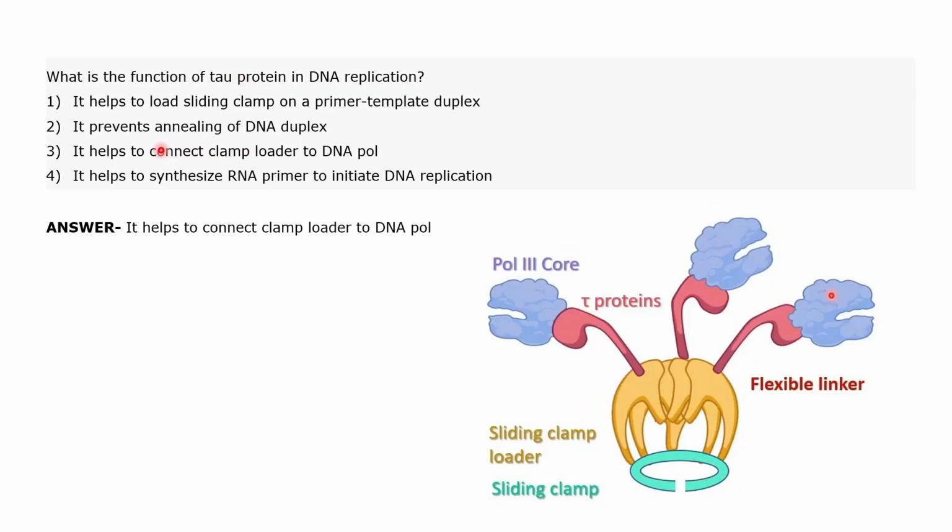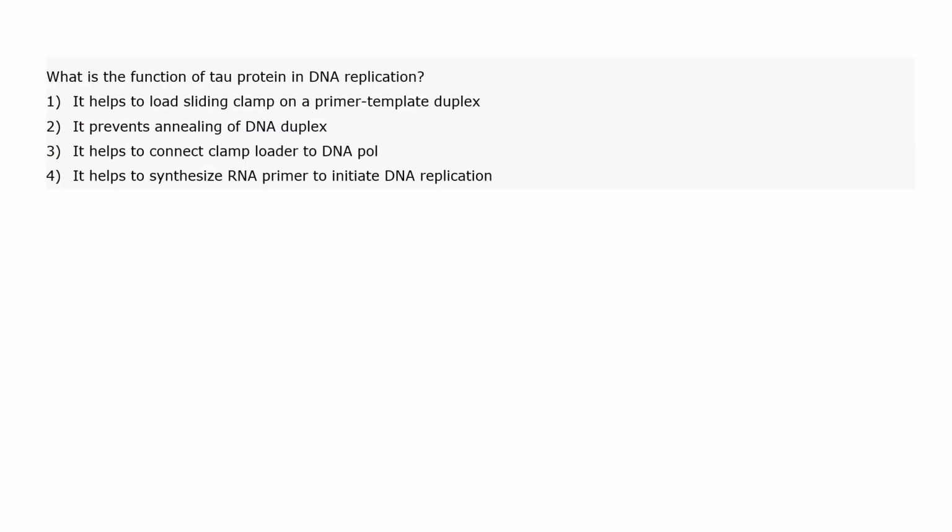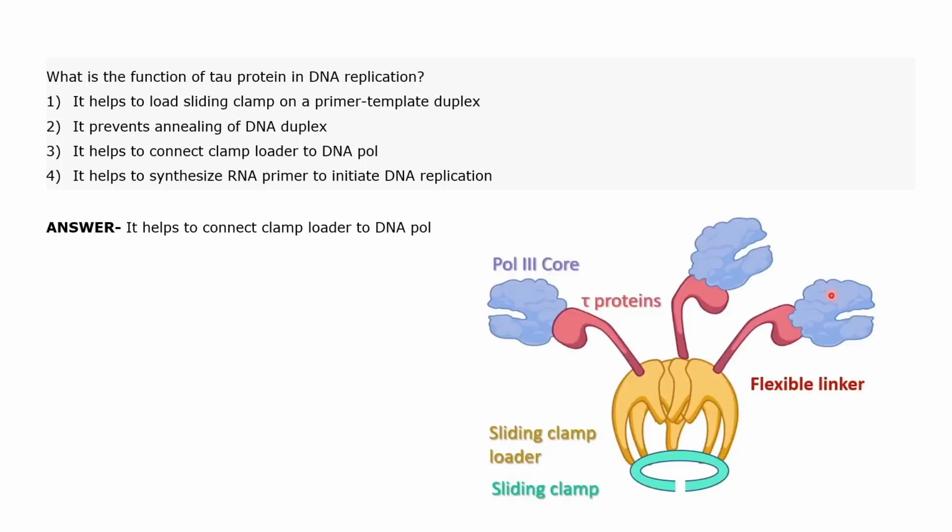So in this question, the top protein helps to connect the clamp loader to a DNA polymerase. So does anyone have any doubt? Okay, so I think I'm clear. I will just move on to the next question.